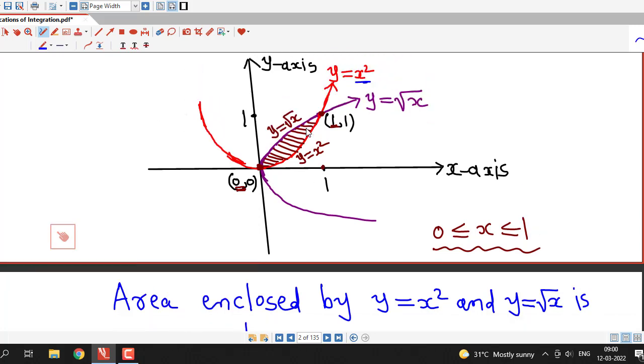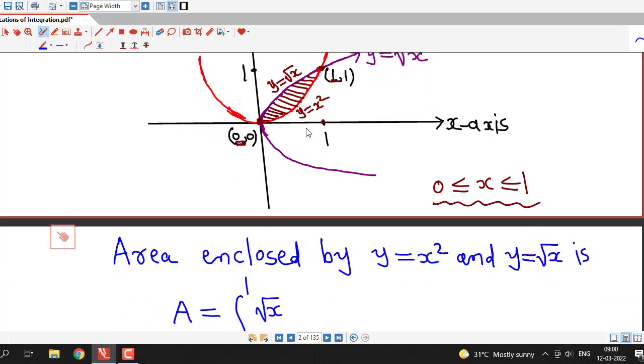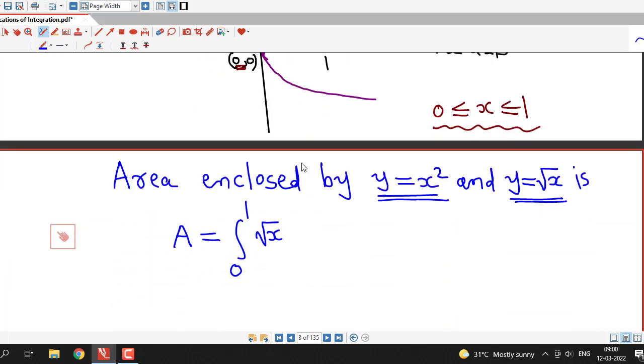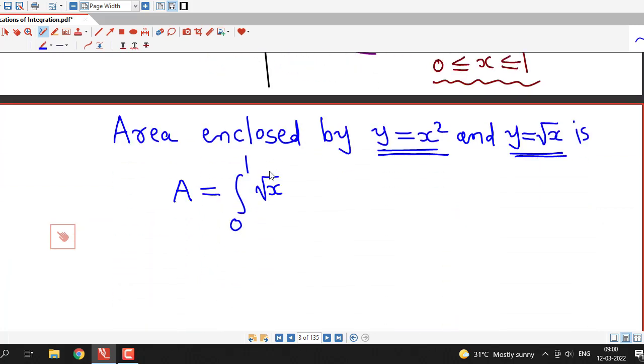So don't decide upper and lower functions simply from the equations of given curves. Otherwise you may be misunderstood. Here you may think that x square is bigger than square root of x, therefore x square can be the upper function and square root of x the lower function. But that is not the case here. In between 0 and 1, square root of x is the upper function and the lower function is x square. So once we decide upper and lower function, our work is easy.